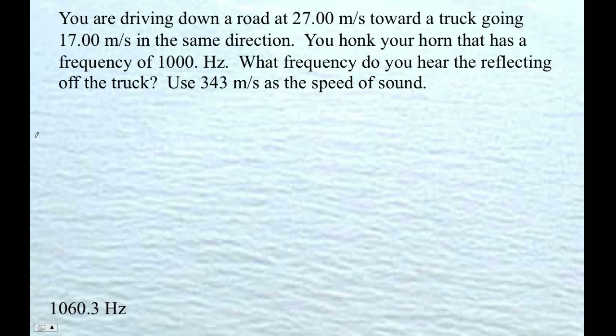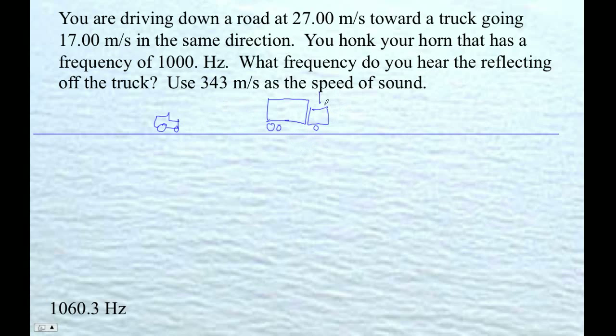Okay, this is like the mother of all Doppler problems. So let's just solve this, right? You're driving your car down the road, and here's this big old truck, big truck driving along, right? They're going 17 meters per second. You're going 27 meters per second, which is why you're honking at them. I mean, you've got to honk at the truck, right?